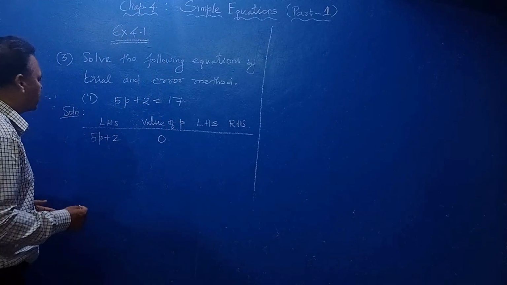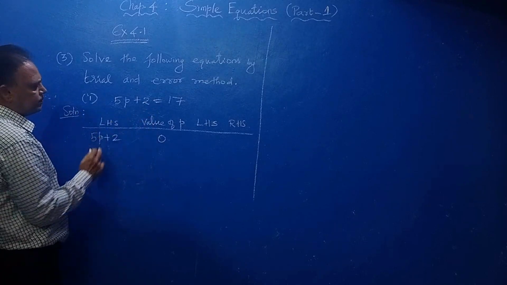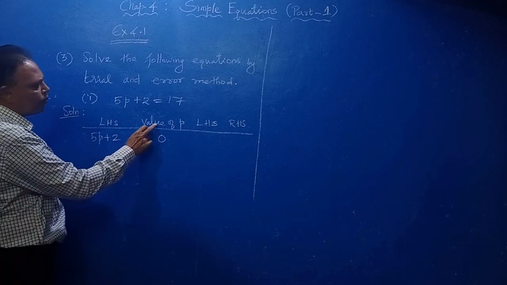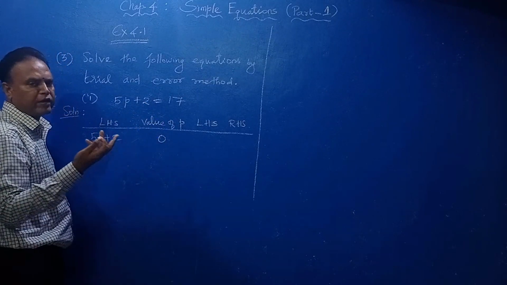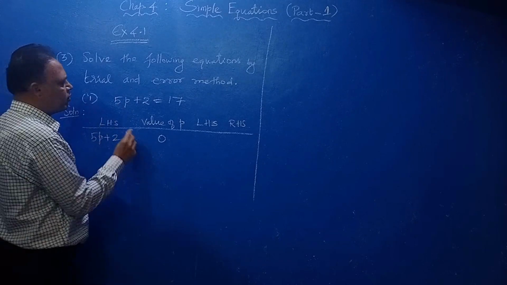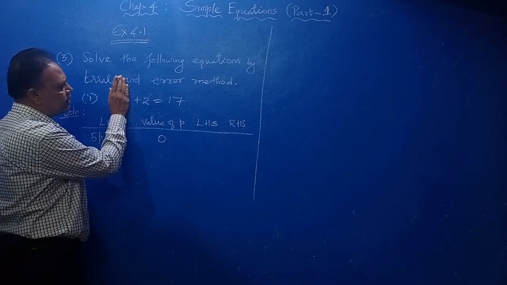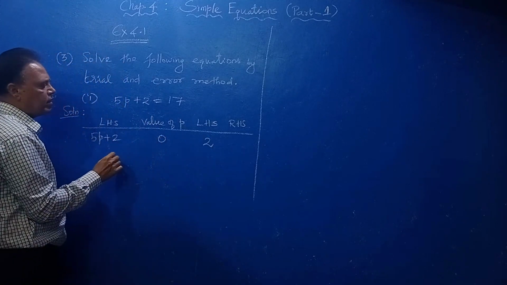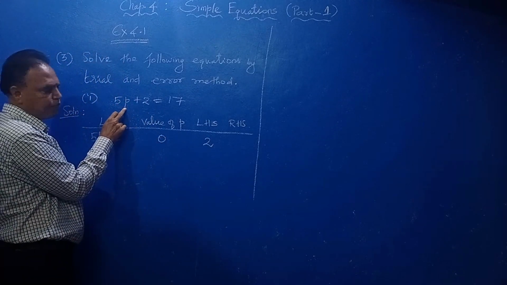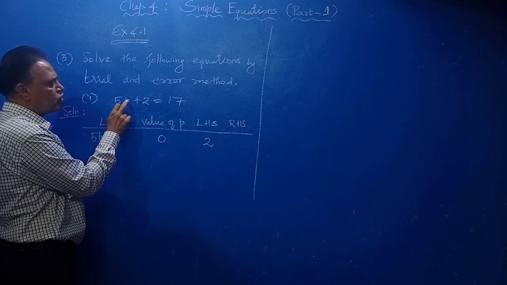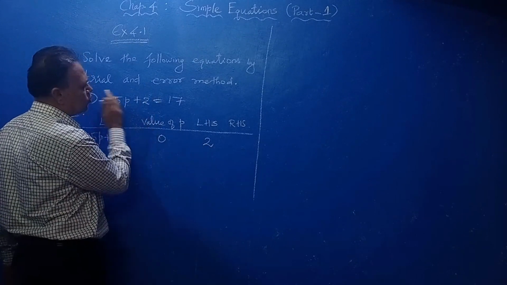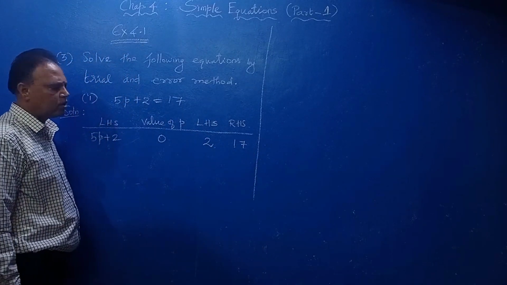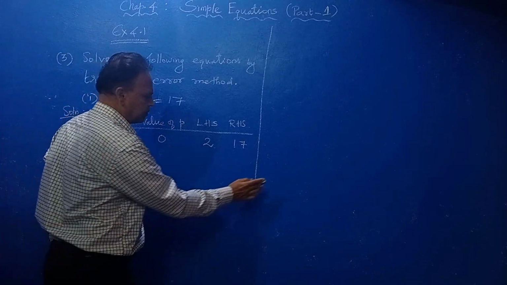First you take this equation, 5p plus 2 equal to 17. For the LHS, put the value of p, first 0. Putting 0 means the 5p term is eliminated, so you will get 2. When you put 0 in place of p, 0 into 5 is 0, 0 plus 2 is 2. Left hand side is 2. Right hand side is 17. They are not equal. Clear? Write the result.